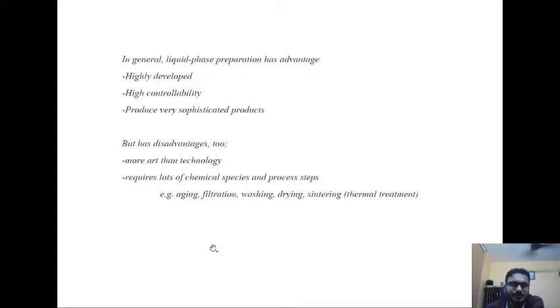In general, liquid phase preparation has advantages: it is highly developed, it has high controllability, and it produces very sophisticated products. But at the same time, it has disadvantages also: it is more of an art than a technology, and it requires lots of chemical species and process steps. Process steps like aging, filtration, washing, drying, and sintering, that is the heat.